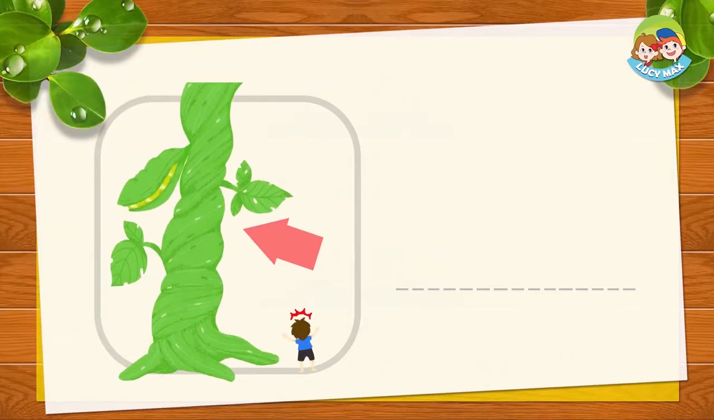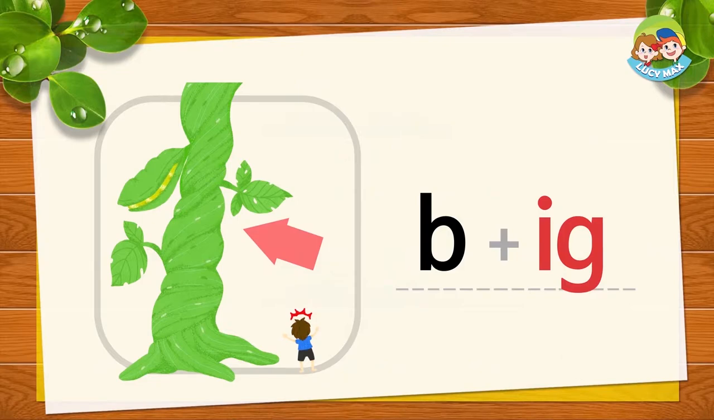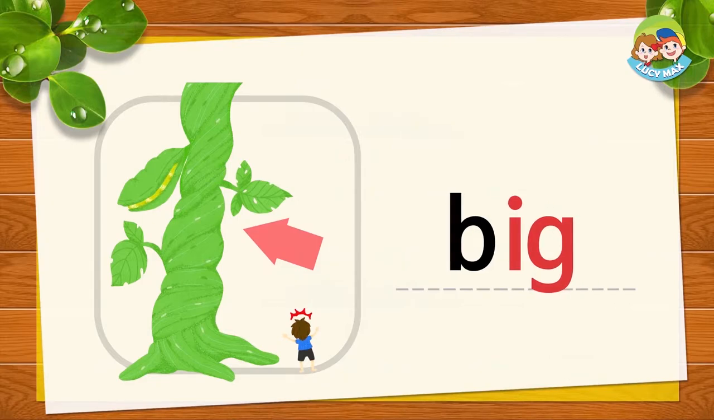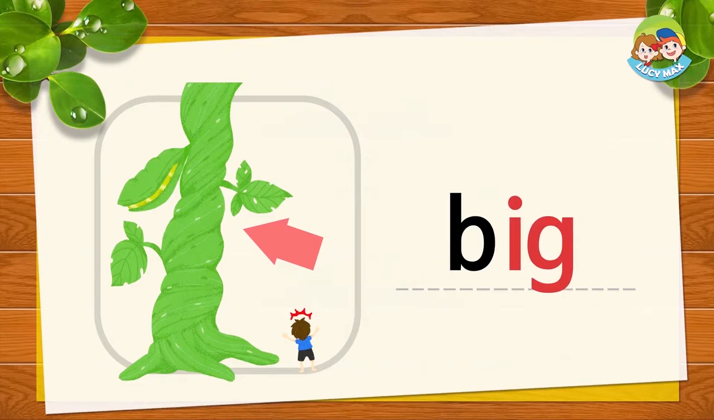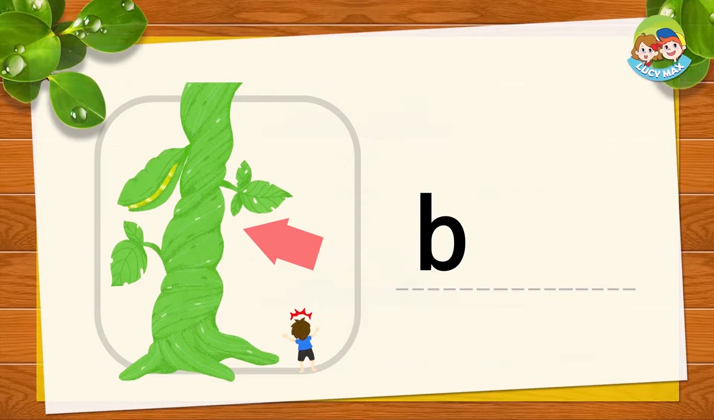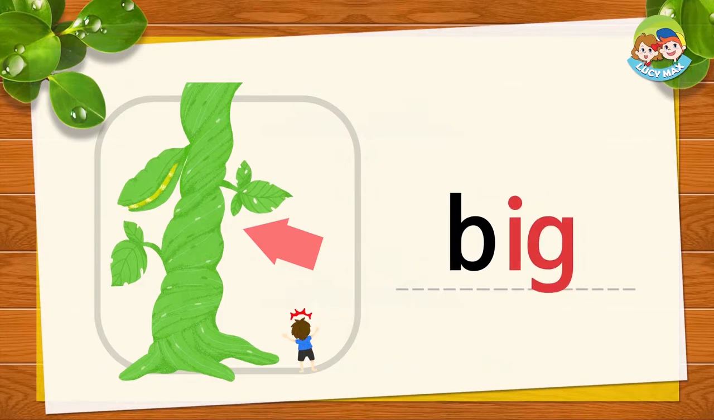Look at the tree. It is big. Look at the girl. She is small. B and ig together make big. B, ig, big. Now you try. Great work.